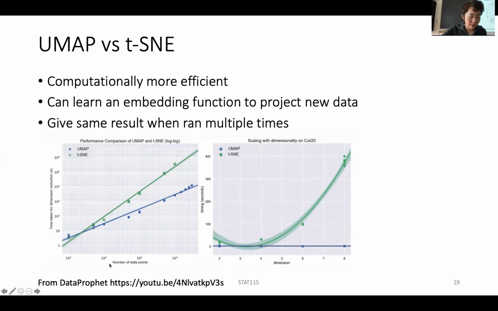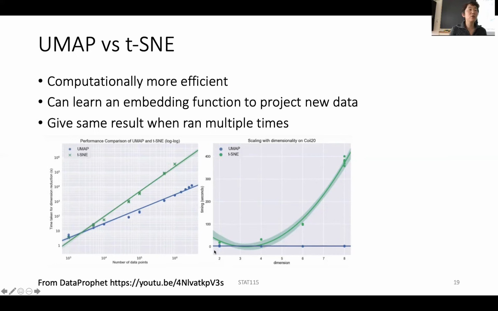The first is, you can see this is the number of data points, and this y-axis is the time, so it's computationally more efficient. With t-SNE, you can see if you have more single cells, the computation becomes much more expensive, whereas UMAP has a slightly lower slope, so it's faster. But also, if you look at the dimensions, this is actually very, very important.